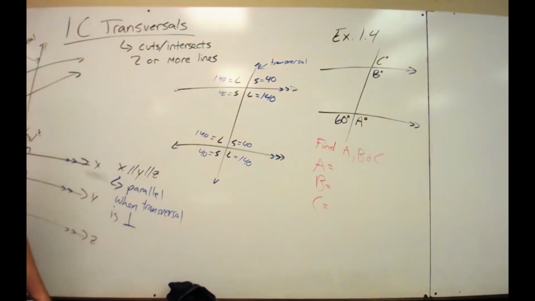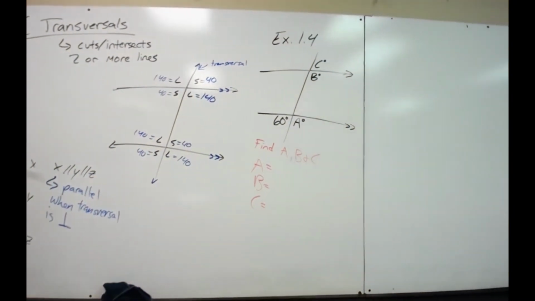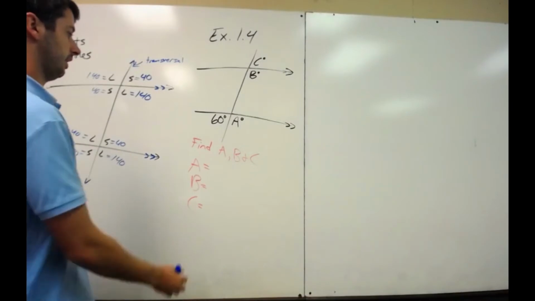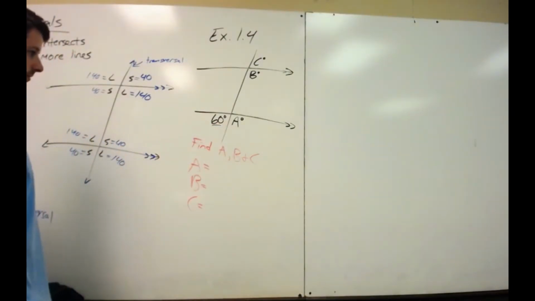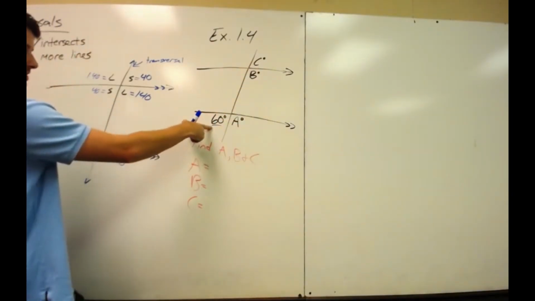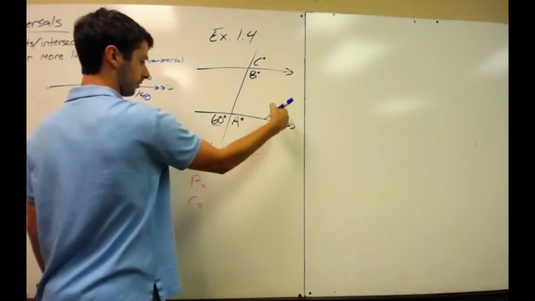So very easy. Let's look at one example, example 1.4, and try to solve it. It says find A, B, and C, and it only gives us 60 degrees. Well, there are plenty of different ways to solve this. You can know that all the small angles are going to be 60 degrees because they are parallel lines. That is the key.